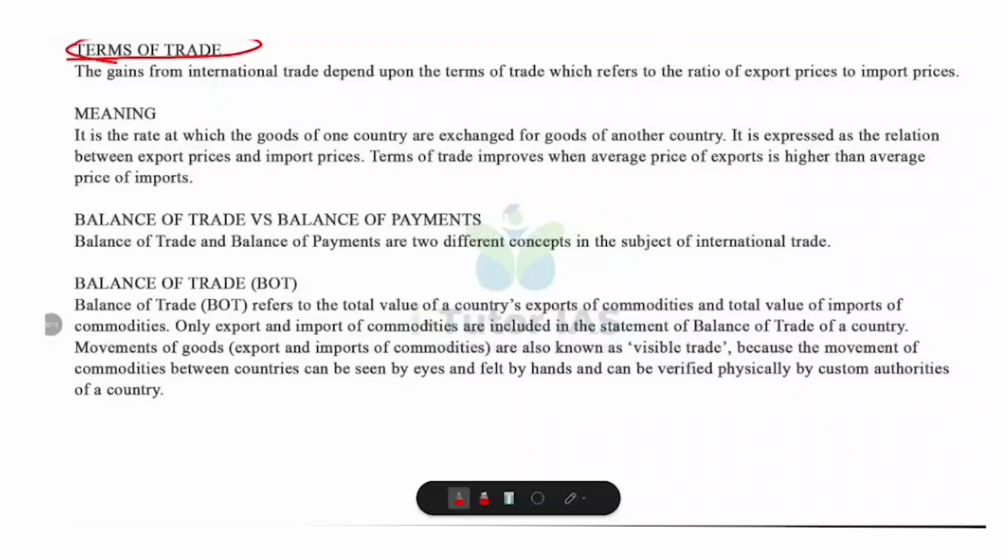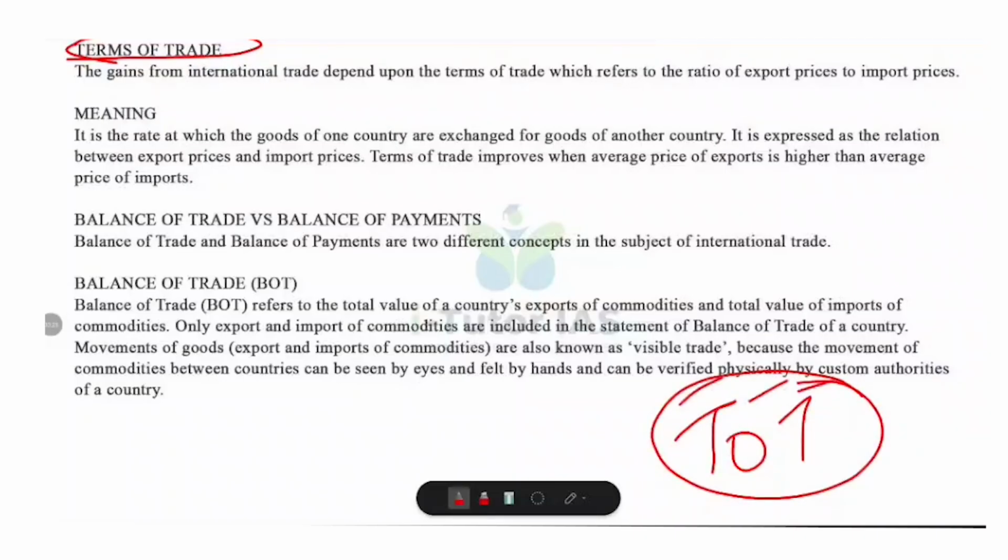Do you know what is meant by Terms of Trade or TOT? TOT means Terms of Trade. Yes, the terms of trade refers to the ratio of price of a country's export to the price of its import. What is meant by TOT? It refers to the ratio of export prices to import prices.